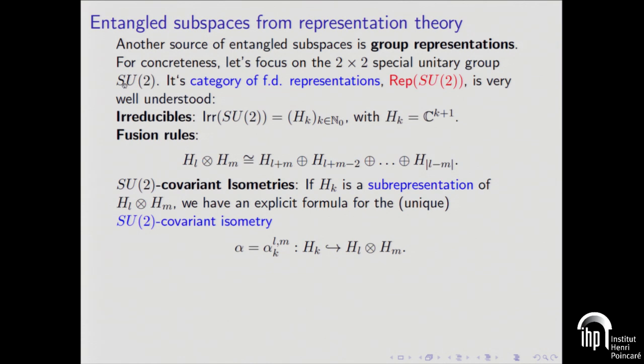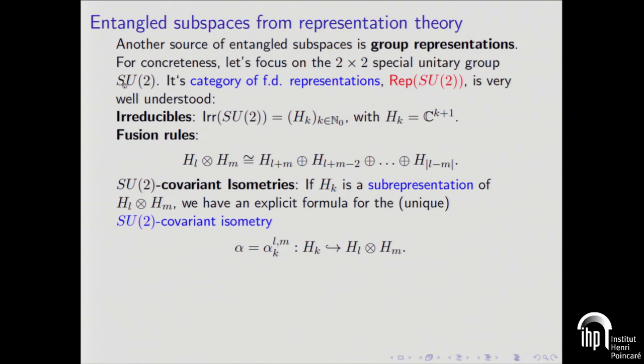So if I take the space H_L and tensor it with H_M, this is some reducible representation now, and I can decompose it as a highest weight subrepresentation, H_{L+M}, and then it's going to contain a unique copy of H_{L+M-2}, and it'll go down in steps of 2 all the way down to the lowest weight subrepresentation, which is H_{|L-M|}.